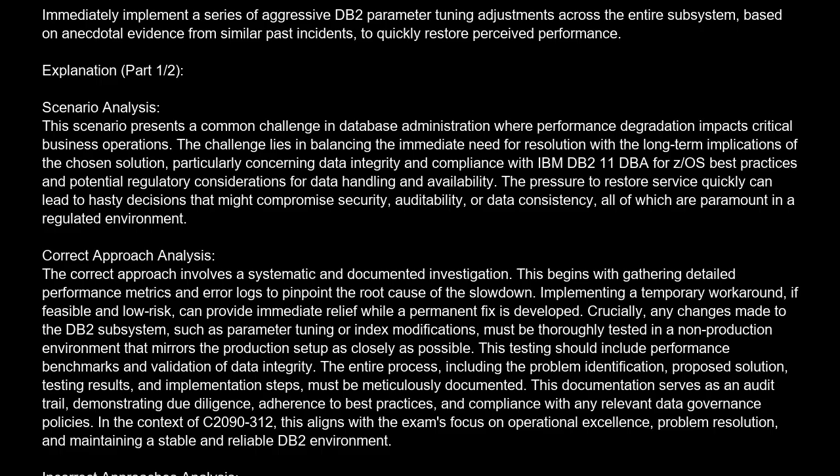The entire process, including the problem identification, proposed solution, testing results, and implementation steps, must be meticulously documented. This documentation serves as an audit trail, demonstrating due diligence, adherence to best practices, and compliance with any relevant data governance policies. In the context of C2090-312, this aligns with the exam's focus on operational excellence, problem resolution, and maintaining a stable and reliable DB2 environment.